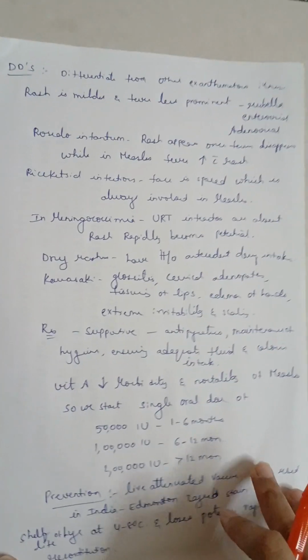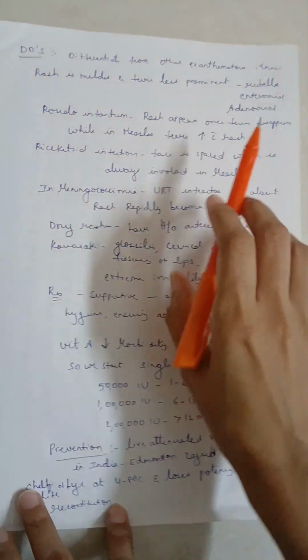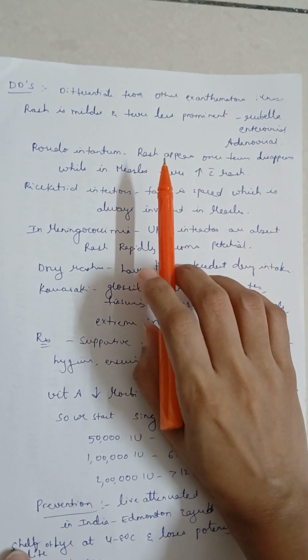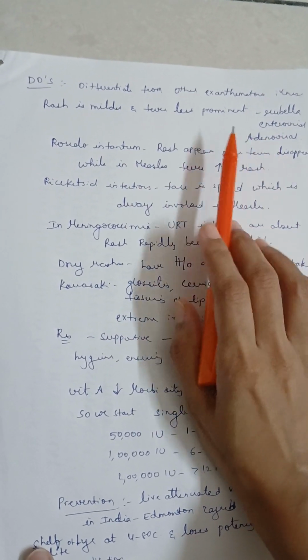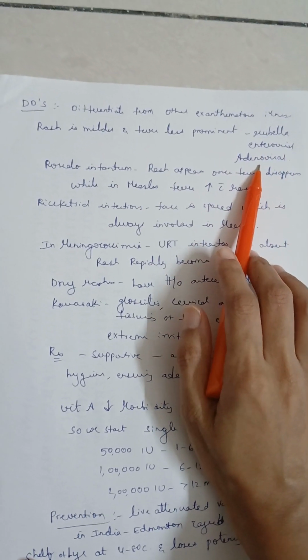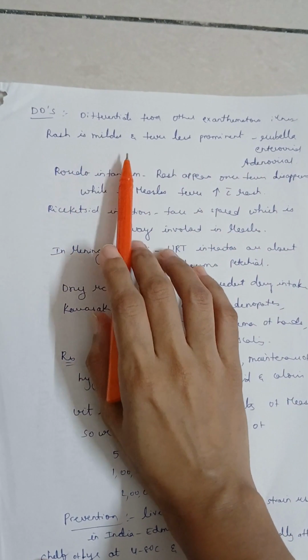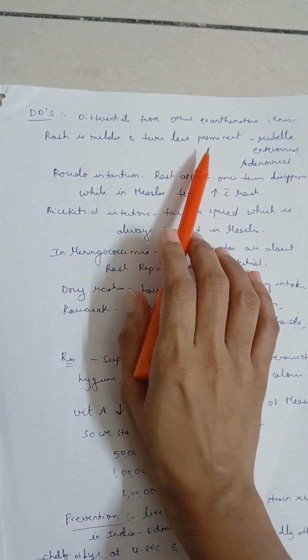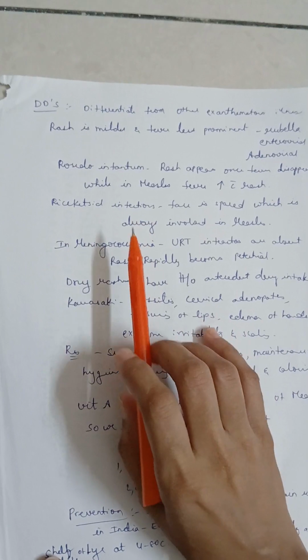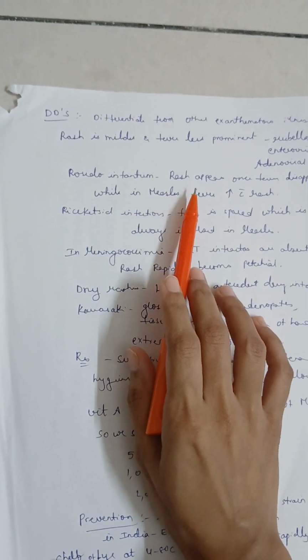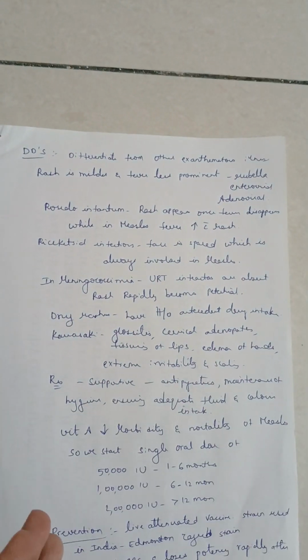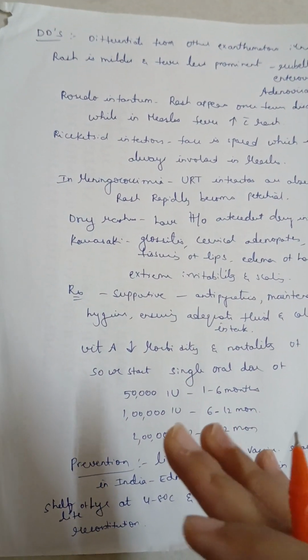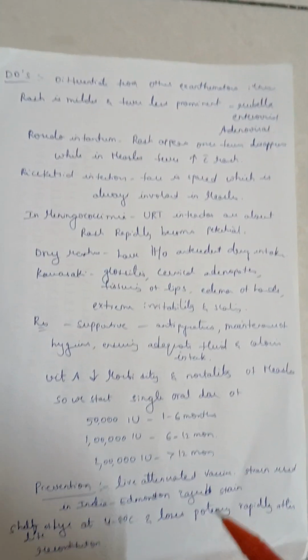Now the differential diagnosis: it should be differentiated from other exanthematous illnesses. How we differentiate: in rubella, enteroviral and adenoviral infections, the rash will be milder and the fever is less prominent. In roseola infantum, the rash appears along with the fever in measles, but in roseola the rash appears once the fever disappears.